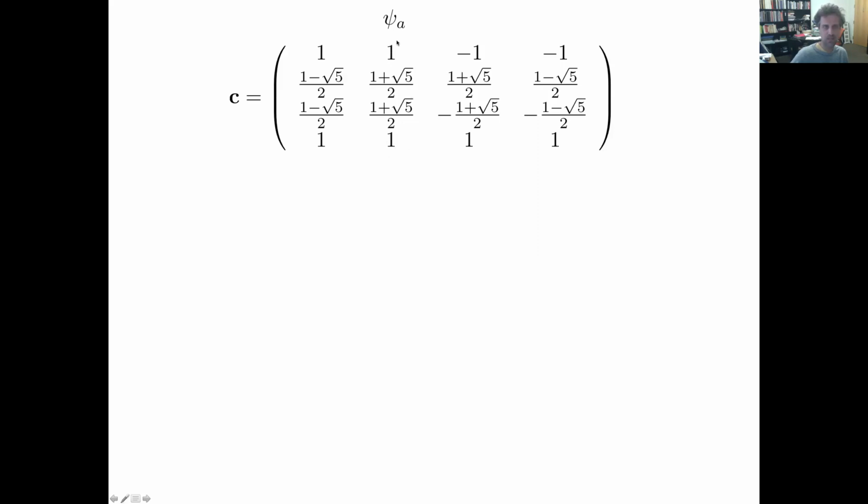Again, nothing in this procedure guarantees that these things are ordered, so you have to fish out the right wave function associated with the right energy. But if you do that, then you see that I can have the coefficients here.